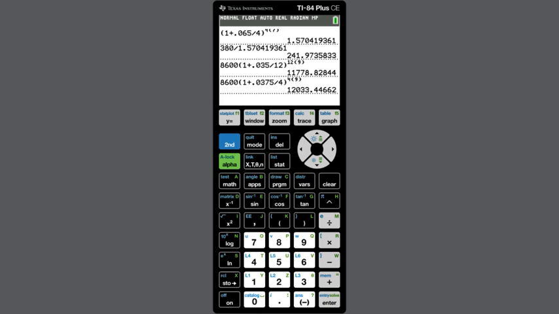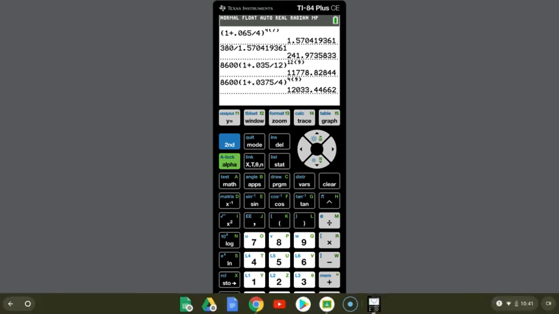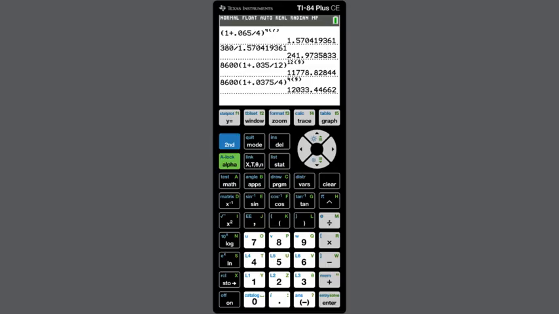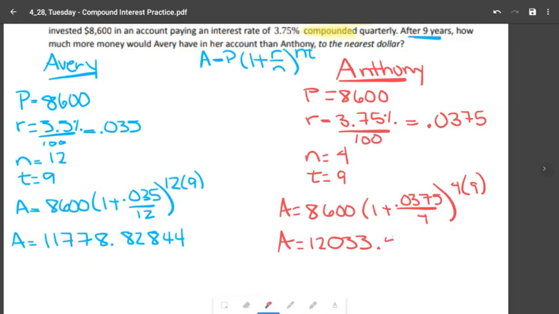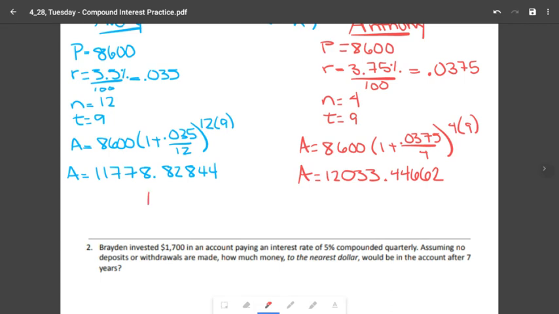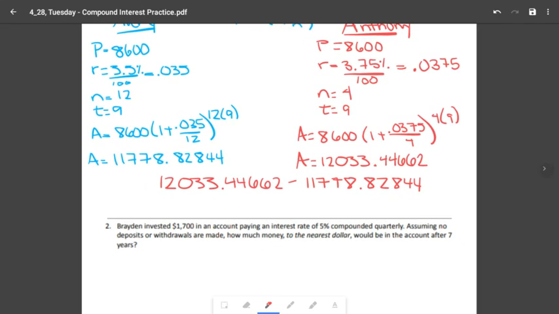So plugging in, Anthony is 12,033 and 0.44662. All right. The two names should be switched in the question. How much more money would Anthony have in the account than Avery? Because Anthony does have more money here. So to figure out how much more money, we are going to subtract the two values. And that will give us how much more money Anthony has.